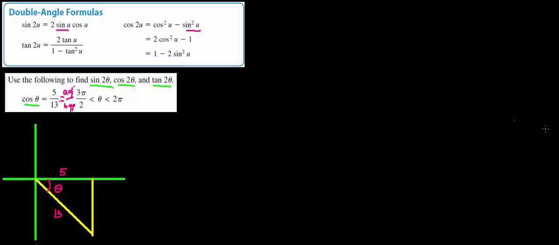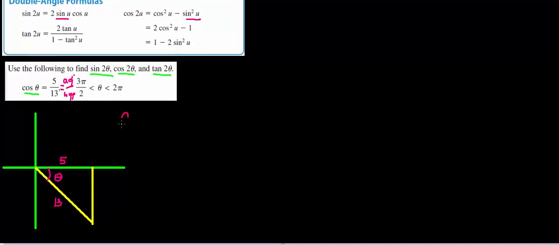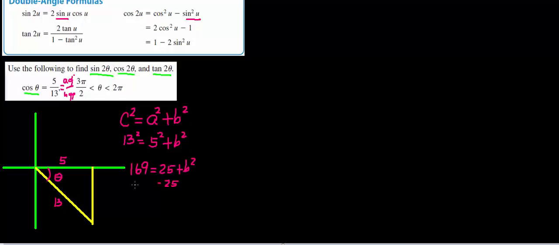So let's use the Pythagorean theorem. I have that c squared is a squared plus b squared. C squared is your hypotenuse, so 13 squared is 5 squared plus b squared. You get 169 is equal to 25 plus b squared. Now we isolate b by subtracting 25 from each side, and we get that b squared is equal to 144. We take the square root on both sides, and we find that b is equal to plus minus 12.